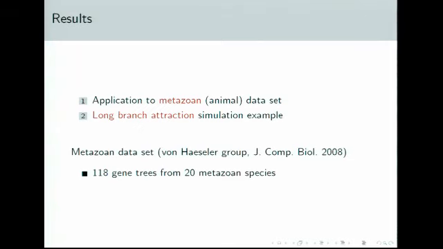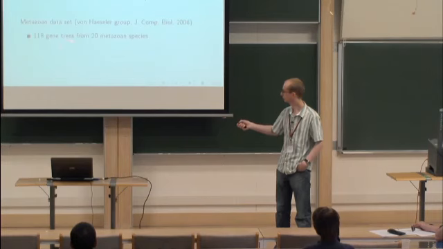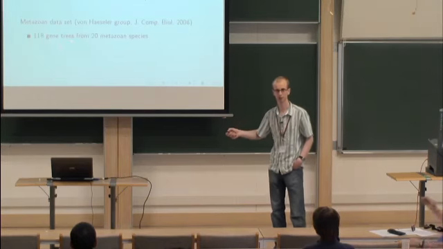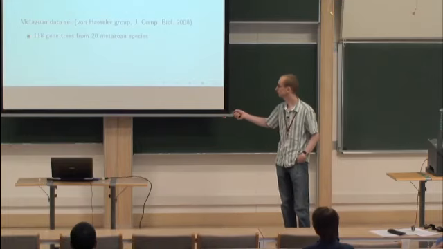Okay, so I'll quickly show you a couple of sets of results. There's two data sets. The data set from Anne on metazoan species, and then I'll show you this long branch attraction simulation. The first one I've got is about 118 trees from 20 species.